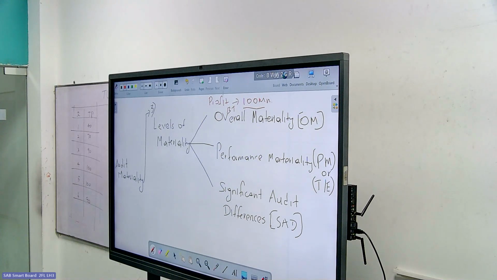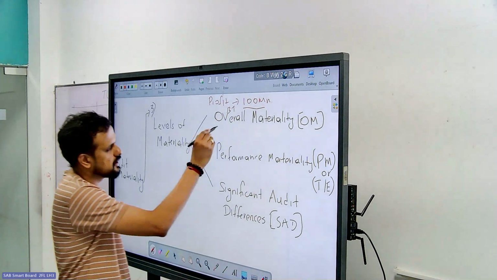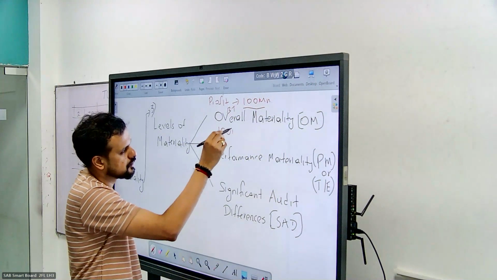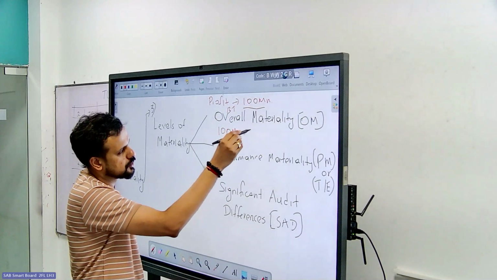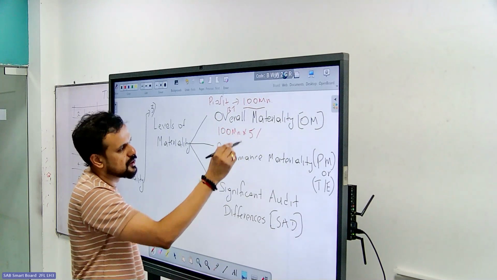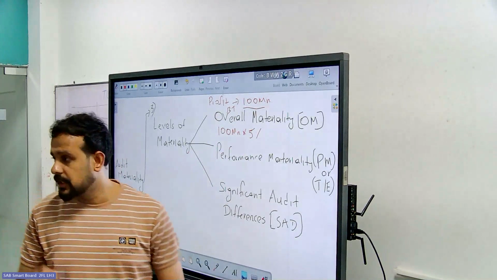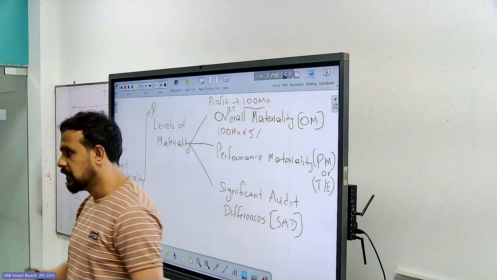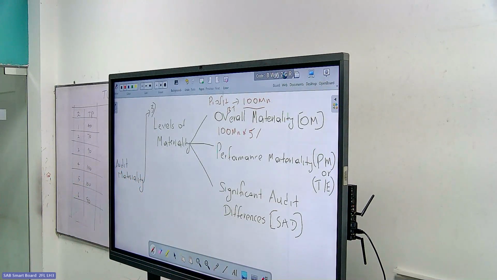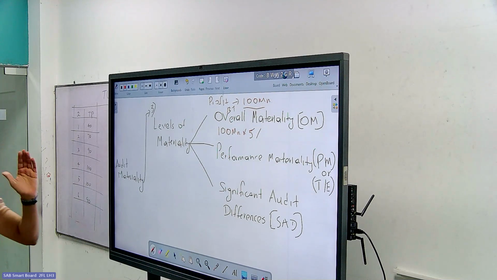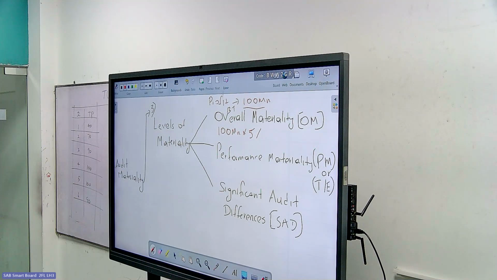So now you have to compute the material amount. Let's say 100 million into 5%. What is this 5%? Why are we taking 5%? We already discussed, and again we will discuss it in the last topic, audit materiality. This 5% I am telling is guidance given by the standard.